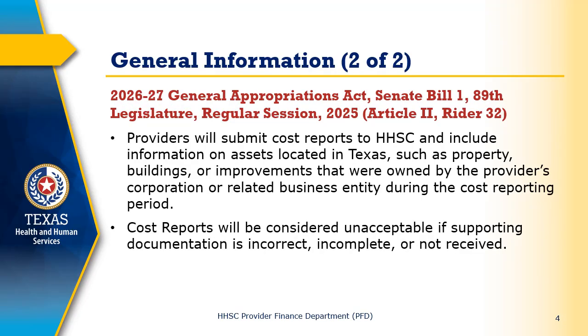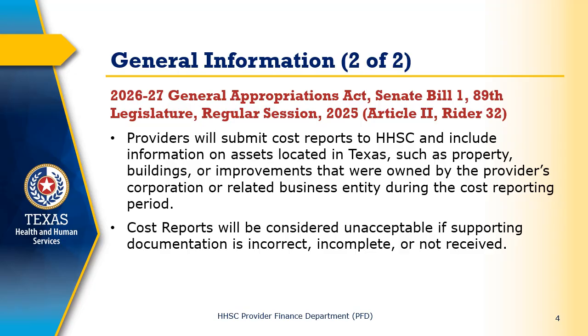As stipulated in Article 2, Rider 32, the Health and Human Services Commission, HHSC, shall collect information from each Medicaid long-term care provider that provides residential or facility-based services for the purpose of submitting a cost report to determine the profits and losses incurred by each provider, including any non-Medicaid revenues and costs. Providers will submit cost reports to HHSC and include information on assets located in Texas, such as property, buildings, or improvements that were owned by the provider's corporation or related business entity during the cost reporting period.